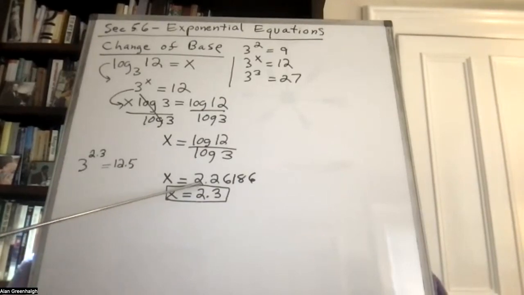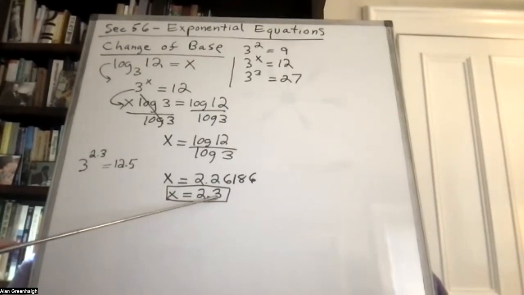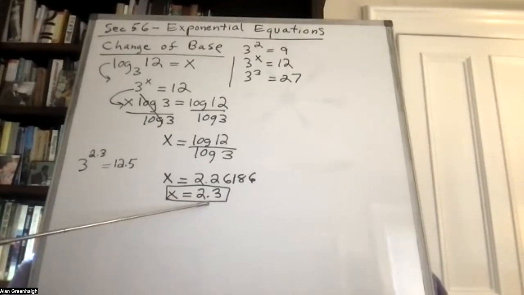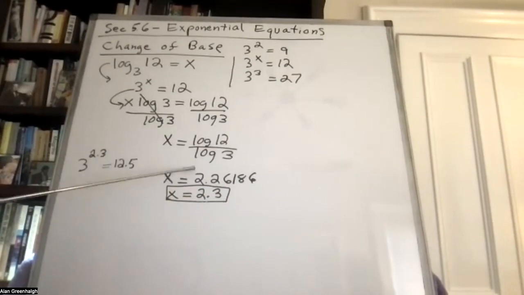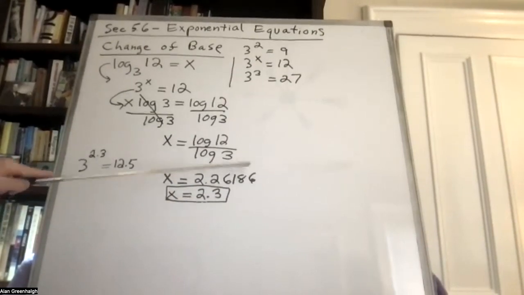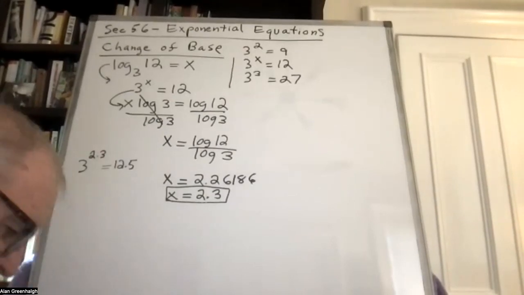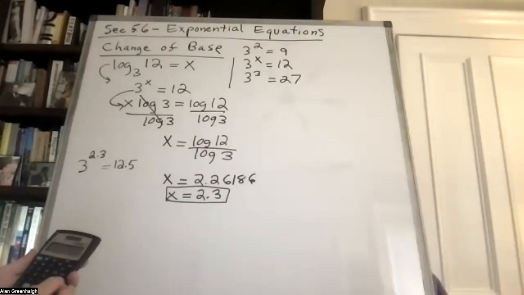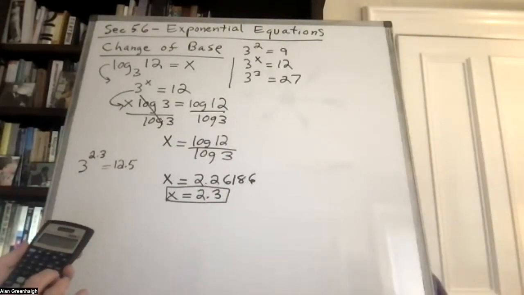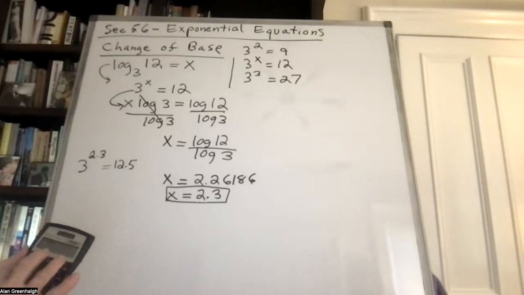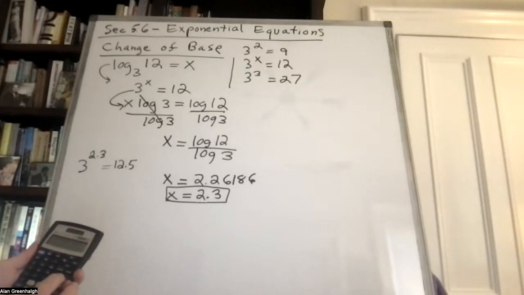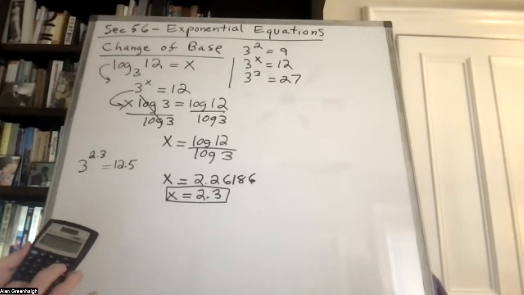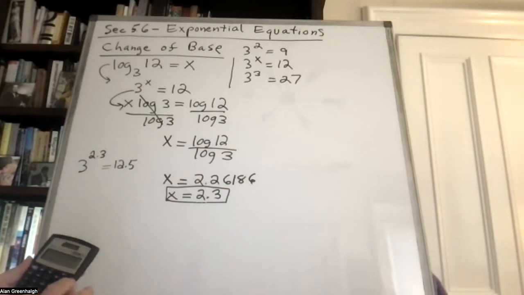Well, look what we did. The answer is not 2.3. That's not the answer. That's what I said we're rounding it off to. But the answer is 2.26186. So if we try that, let's see what happens. Let's try taking 3 and raising it to the exponent 2.26186. Let's try that and see what we get.